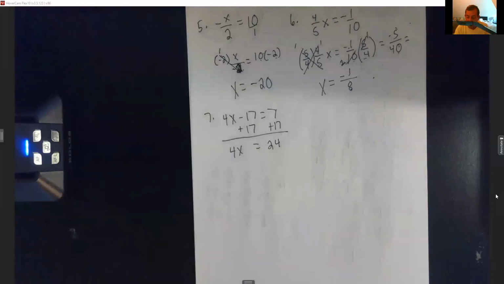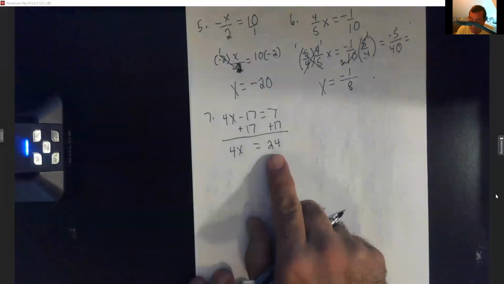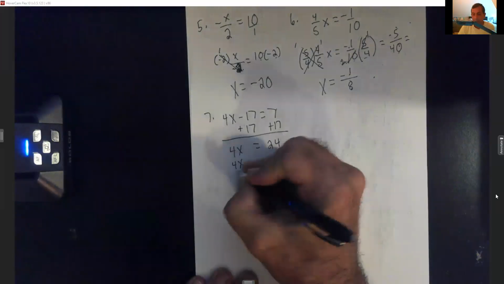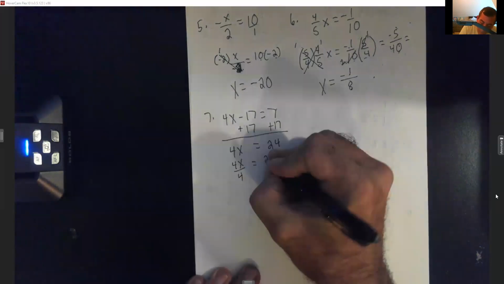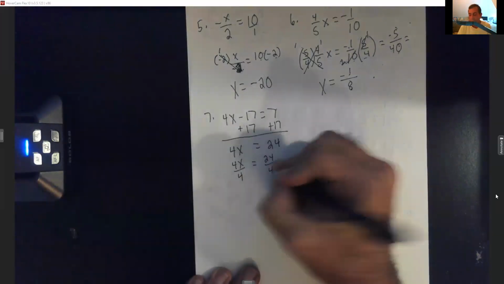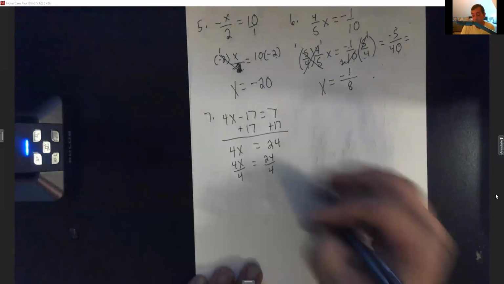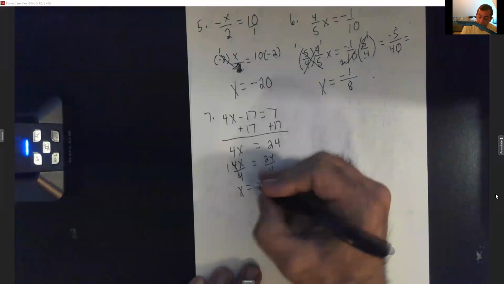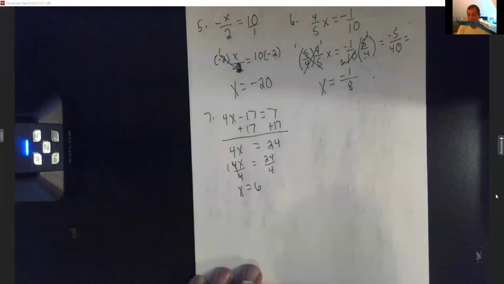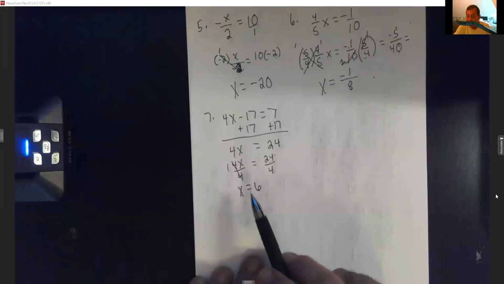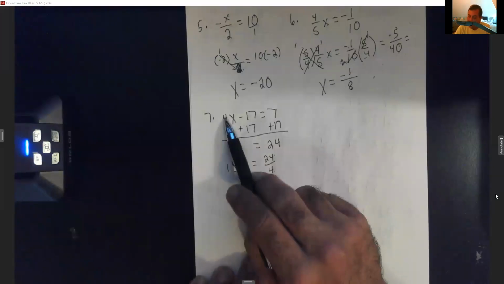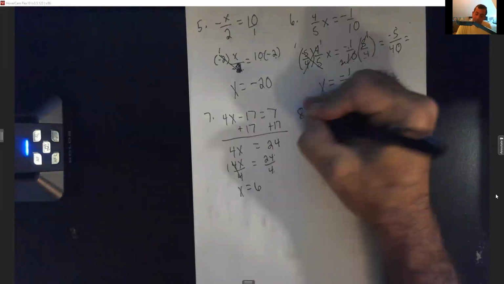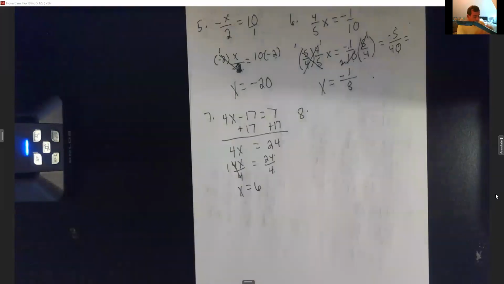Now I got 4 times x equals 24. Since they're multiplying that 4 times the x, we're going to divide both sides by 4. So let me divide 24 by 4. Watch this. 4 divided by 4 gives me 1x again. 24 divided by 4 gives me 6. So check this. 4 times 6 is 24. 24 minus 17 is 7. So they will work out if you check those answers.